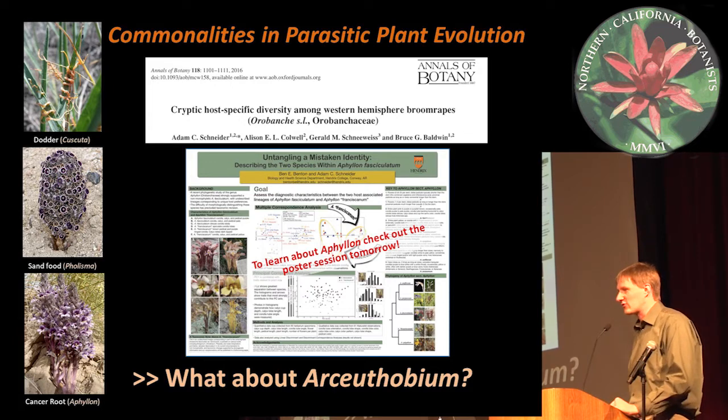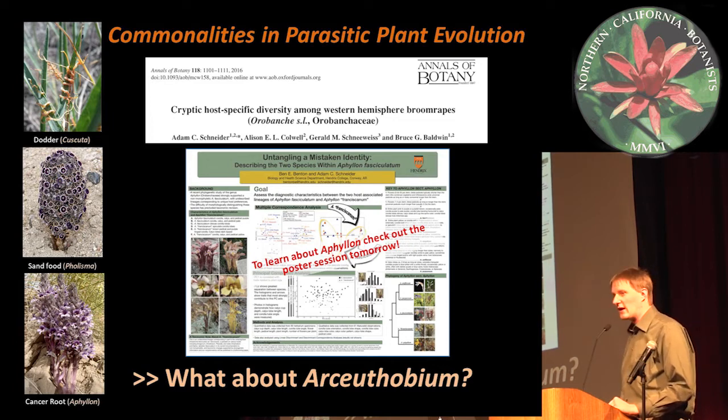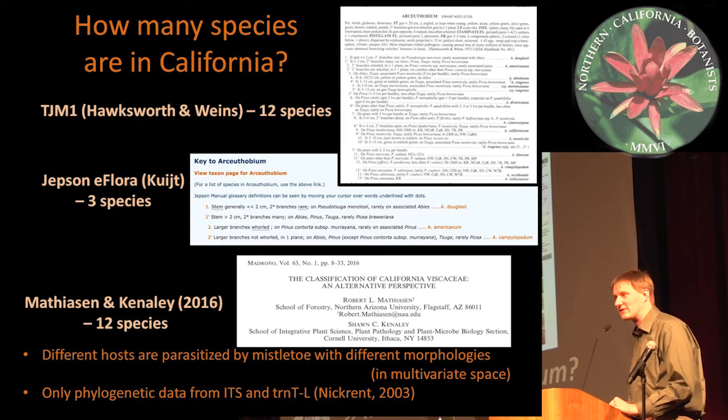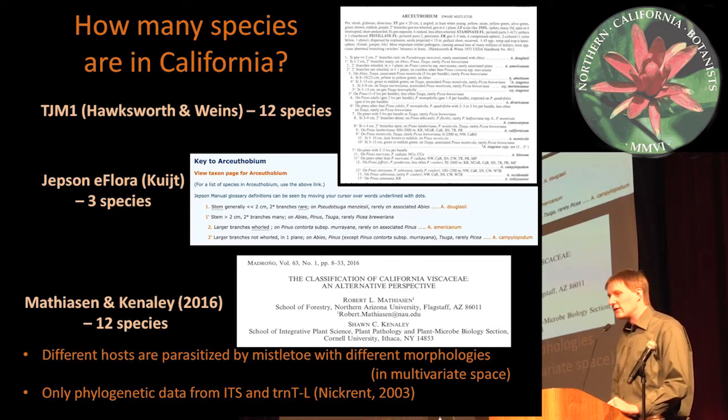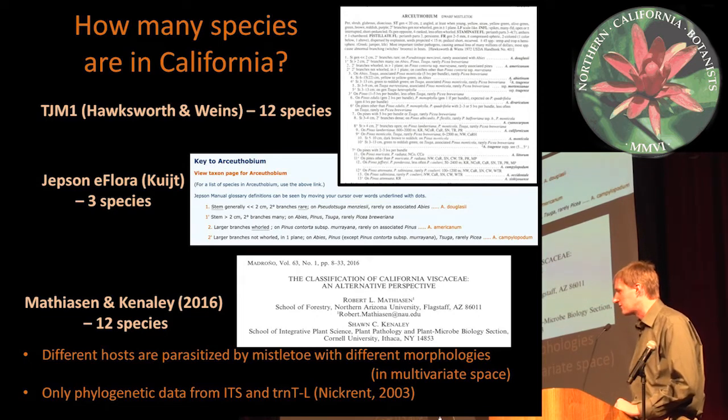And long story short, I got connected with some people who are working on dwarf mistletoes and became interested in this controversy that's arisen in the last maybe 10 or 15 years about how many species of dwarf mistletoes are actually in California. And if there are lots of species, you might say that there's lots of mostly host-specific species. And so that's kind of the traditional view.